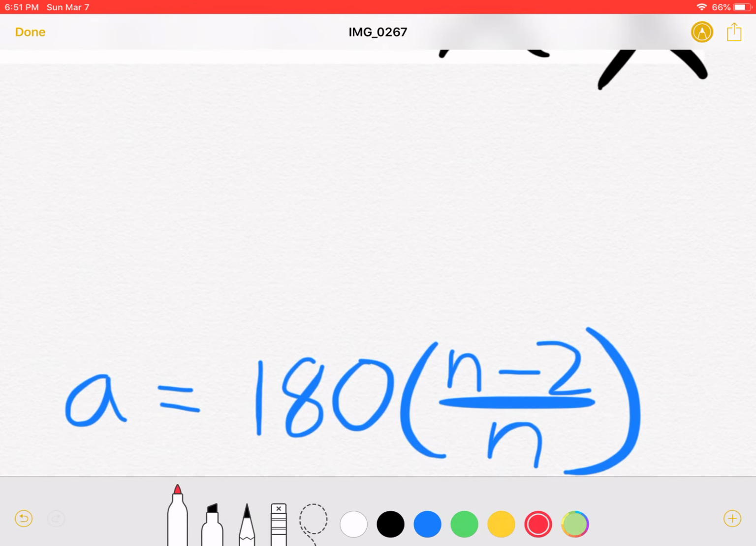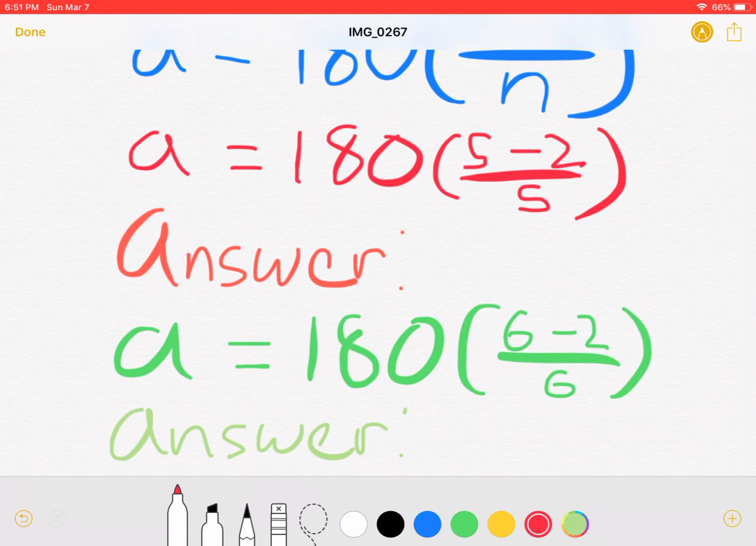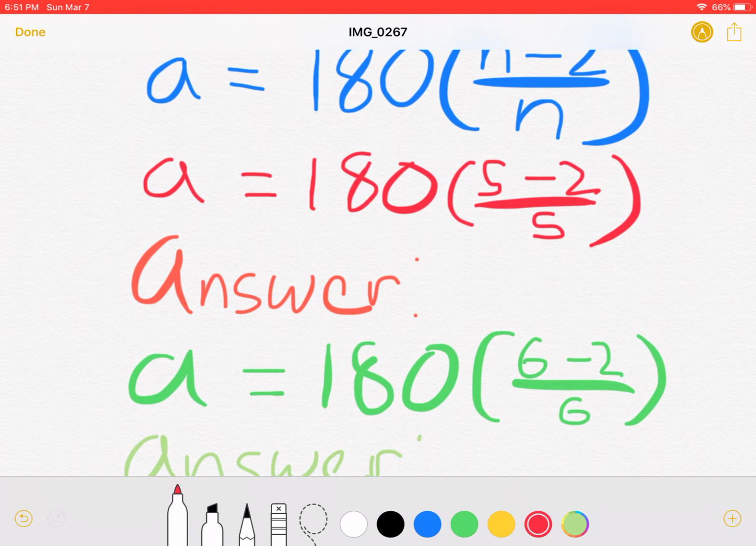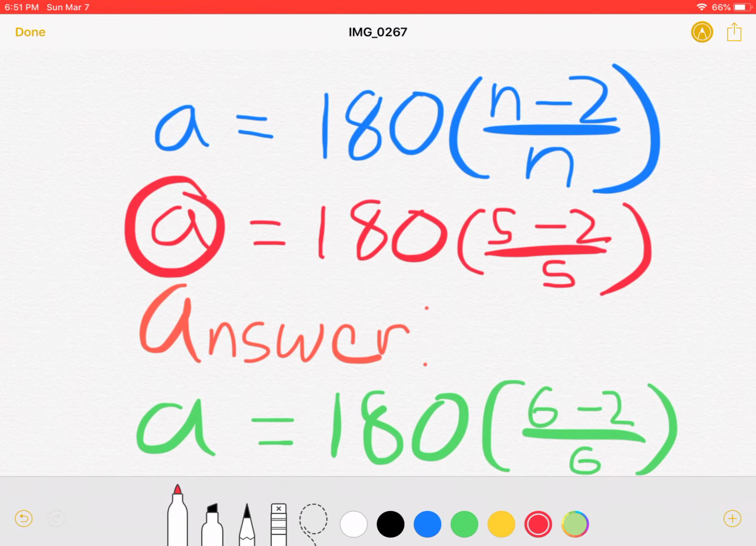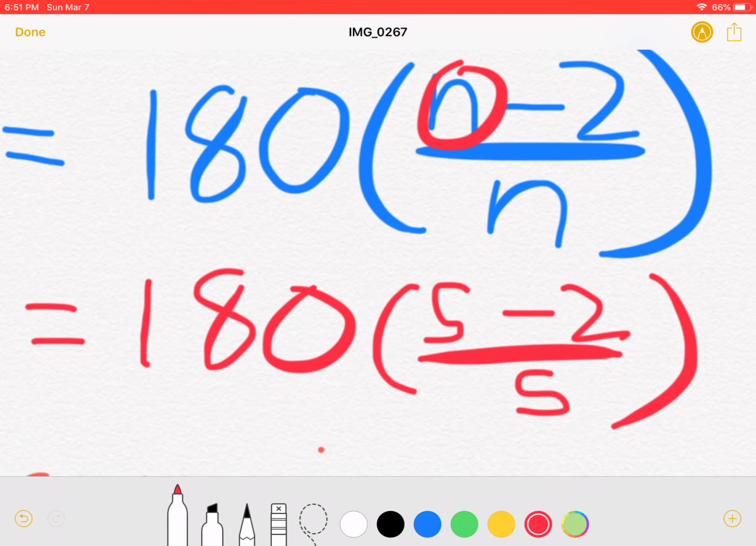So right here's the formula. A equals 180 times n minus 2 over n. So we can use this formula with our pentagon and our hexagon, and I'll explain what A is, what n is. So A is our angle measure. So that's our answer basically. And the n here is the number of sides.